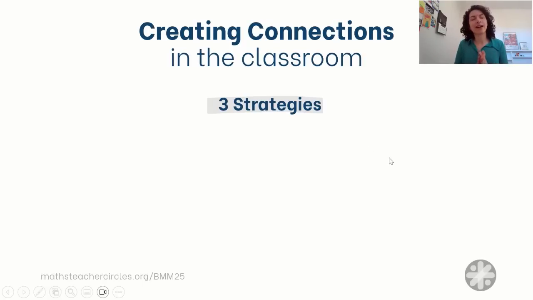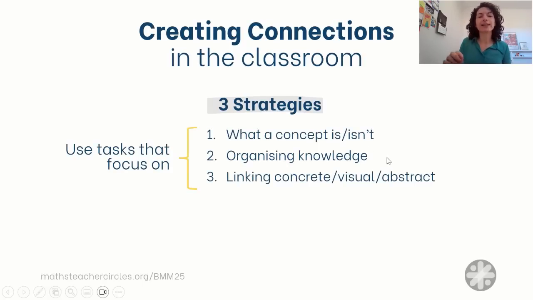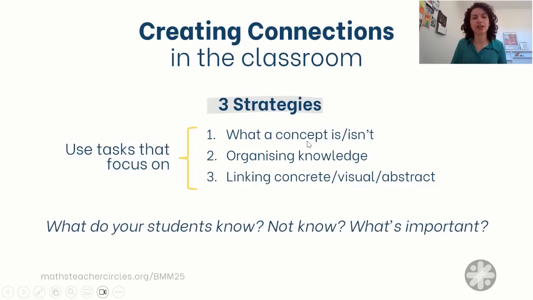So here are 3 strategies for creating connections in the classroom. Using tasks that focus on, firstly, what a concept is and isn't, and that's what both the Frayer model and 2 groups really help with. Secondly, organising knowledge. And thirdly, linking concrete, visual and abstract representations and remembering to go back and forth between those representations. And a question that you can keep in mind as you're creating connections is, what do your students know, not know, and also what's important for you to keep coming back to and focusing on.